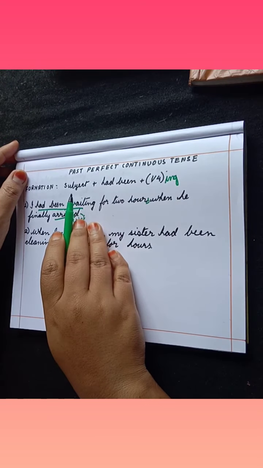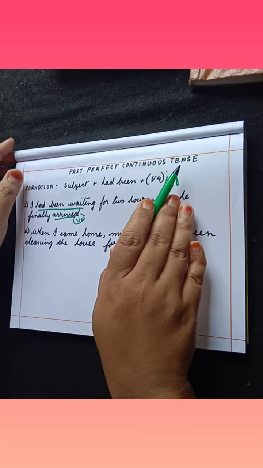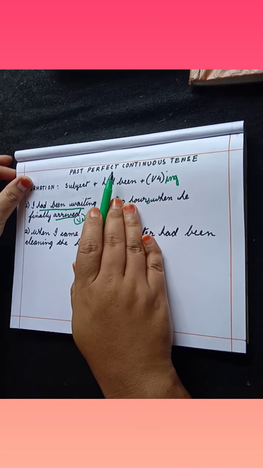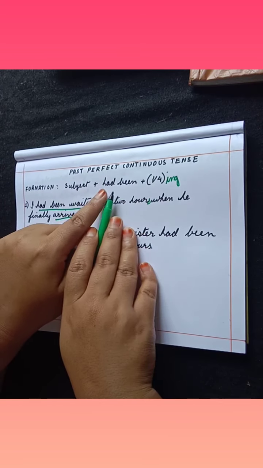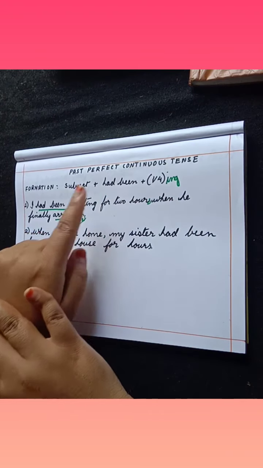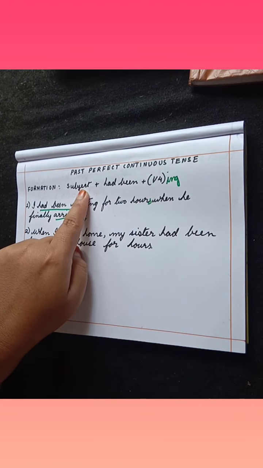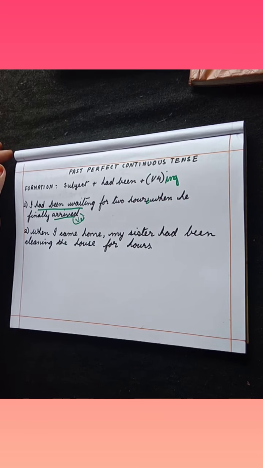The fourth aspect of past tense is the past perfect continuous tense. The formation of past perfect continuous tense is subject plus had been. See, perfect, so had, continuous, so been, plus V4, the ing form of the verb. Subject plus had been, B-E-E-N, been, plus fourth form of the verb. So let us understand past perfect continuous tense with the help of a few examples.